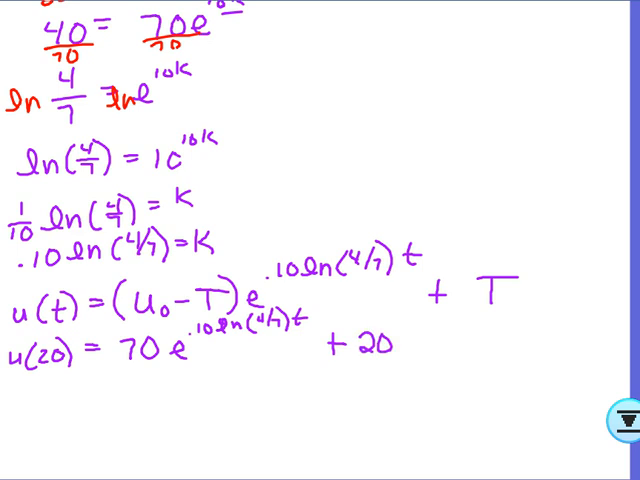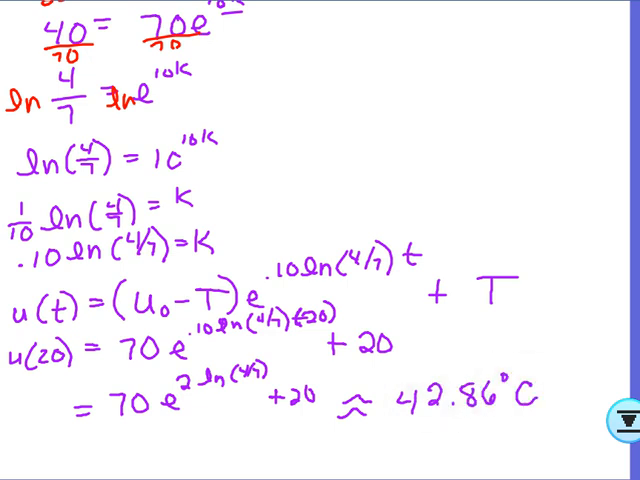Okay. So then now it's just doing math, right? But I know my t is 20, so I can plug that in up here. So I'm going to have 70 e to the 20 times 0.10, which is going to be 2, natural log of 4/7, plus 20. If I just plug all that into my calculator, I find that the temperature will be approximately 42.86 degrees Celsius. Okay. All right, I hope that makes sense.